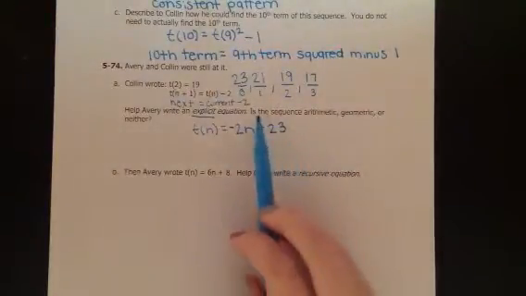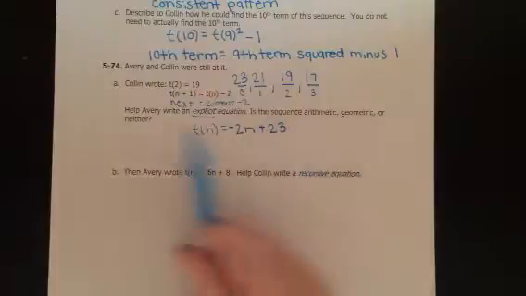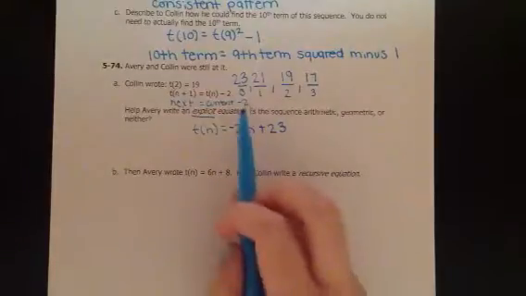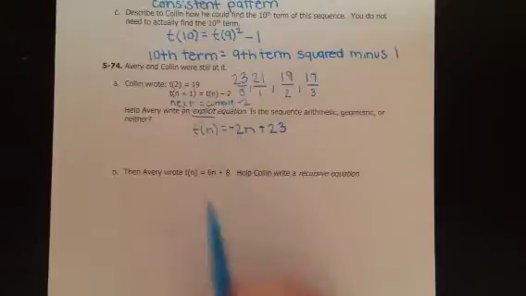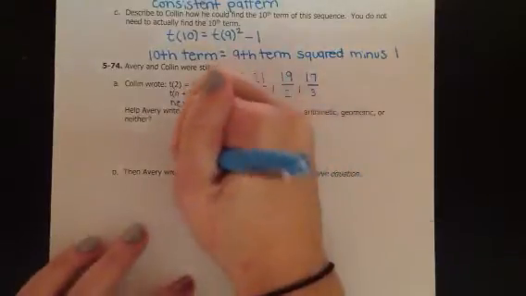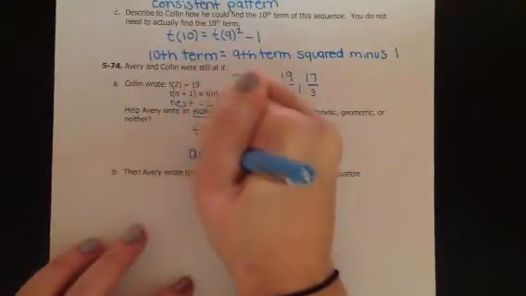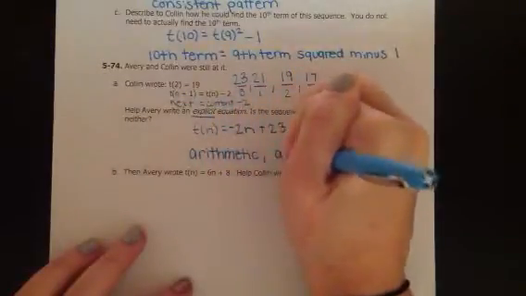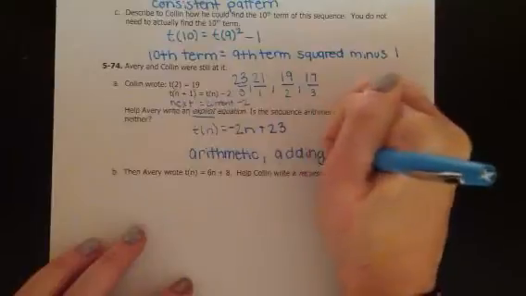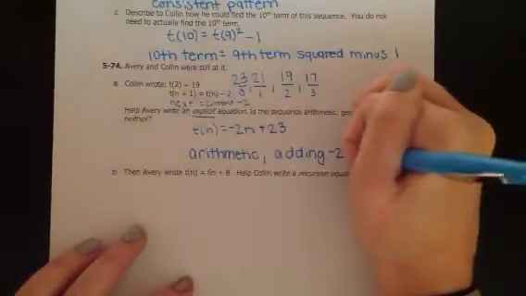Okay, next part says, is the sequence arithmetic, geometric, or neither? Arithmetic is adding, and I know it looks like we're subtracting 2 because that's what it says, but that's the same thing as adding negative 2. So this one is going to be arithmetic. And I'm going to put that we're adding negative 2 each time.